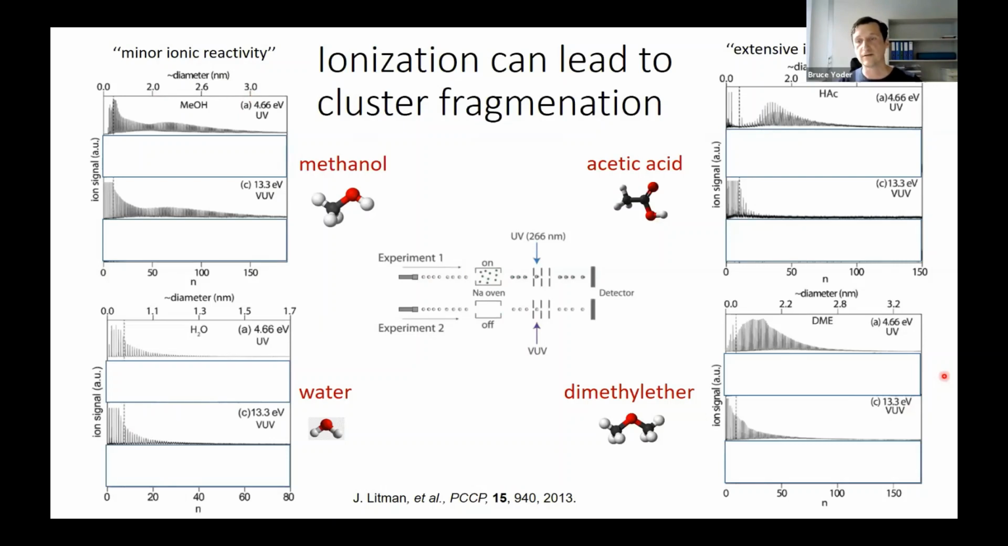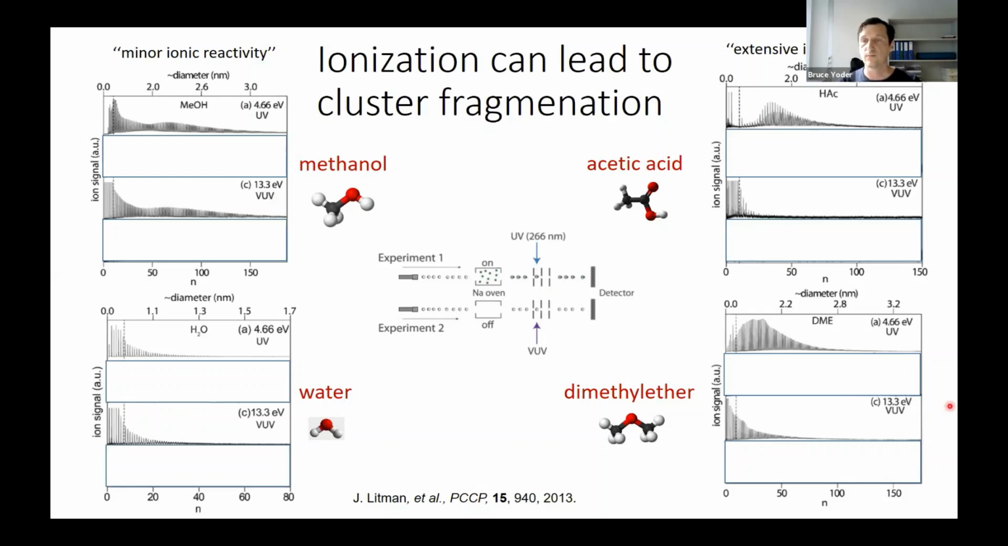Upon VUV ionization, a fast proton transfer occurs in all four systems as a first step, releasing up to about 1 eV of energy. In ionic water and methanol, no further reactions occur. And we see that the UV and the VUV spectrum agree quite nicely. So both methods would be considered soft ionization methods that give us a good picture of the size distribution of our clusters.